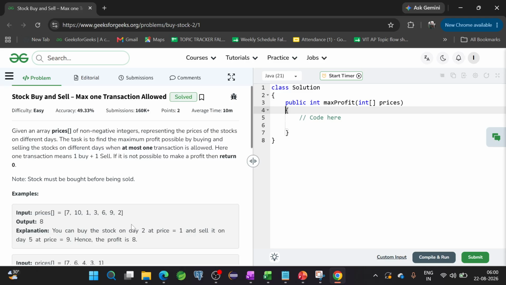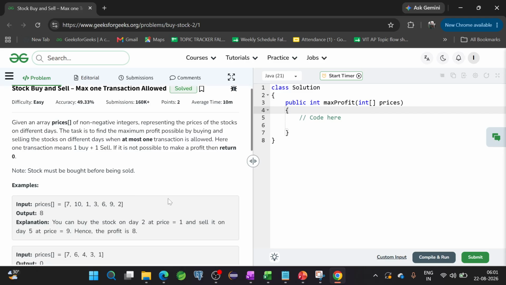Here one transaction means one buy plus one sell. If it is not possible to make a profit, then return zero. So in case I am not able to find a profit, then I have to return zero. Note, a stock must be bought before being sold. Means first we have to buy the stock, then we have to sell the stock.